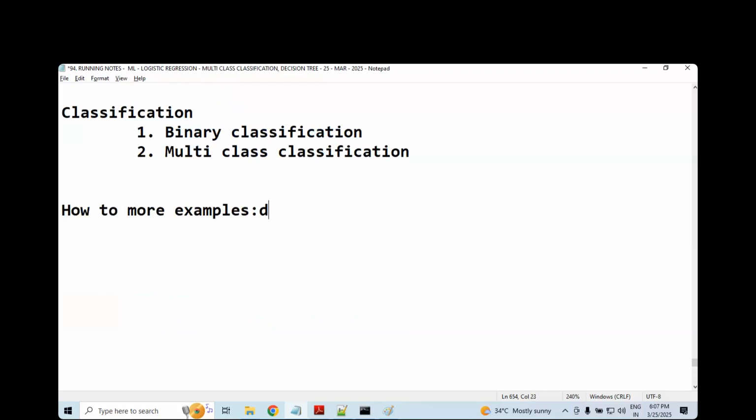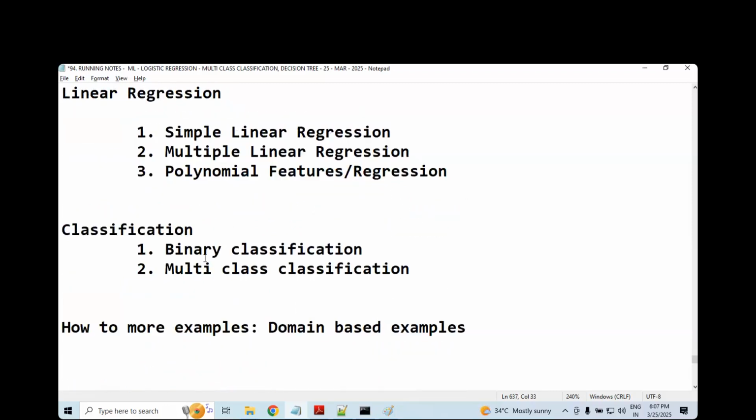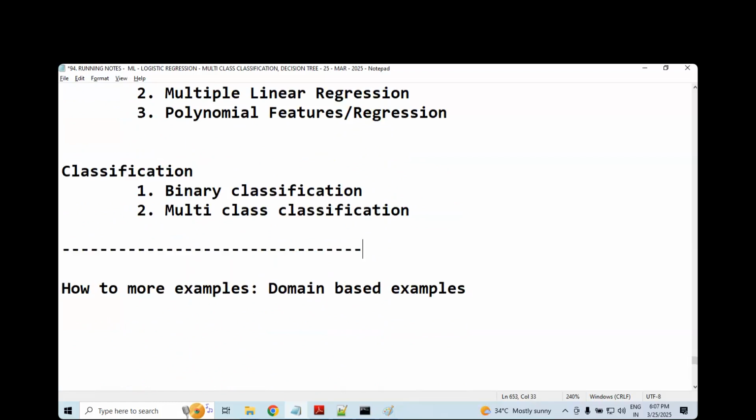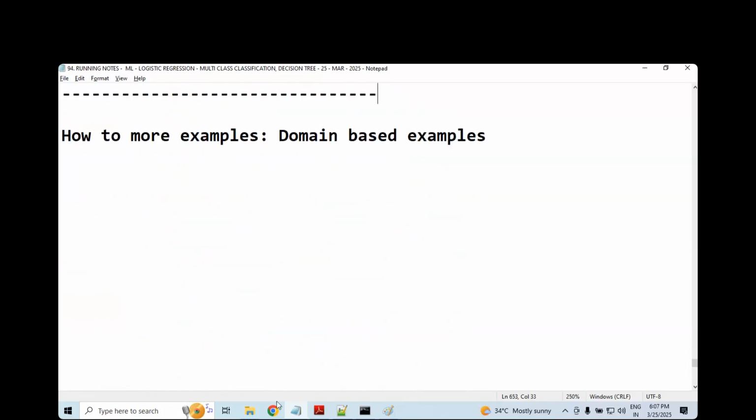A domain-based example. What example, sir? Domain-based example. Every time I need to repeat so that you will get clarity. Hey Daniel, I'm looking for domain-based examples. What examples, sir? Domain-based examples.